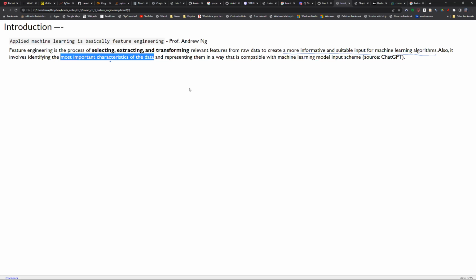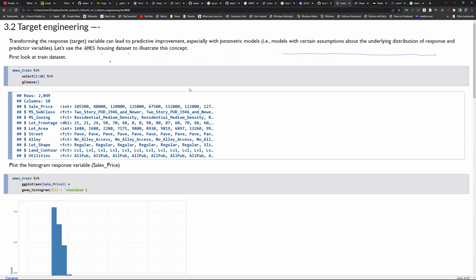Okay, so let's get busy with target engineering. Target engineering, what it refers to, and this is more in the domain of supervised learning.